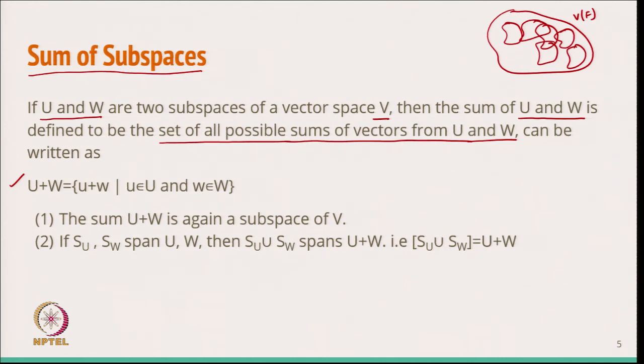Then we want to show that the sum is again a subspace of V. It means the summation is also a subspace of V, and if S_U and S_W span U and W, then their union spans U plus W. That is, if I take the union and then I take the span, this is equal to U plus W. So, this one we just want to discuss.